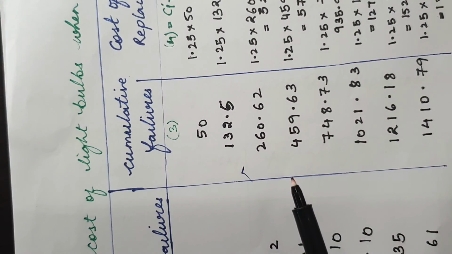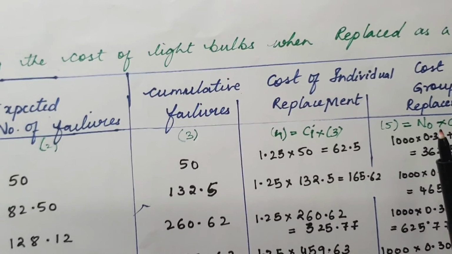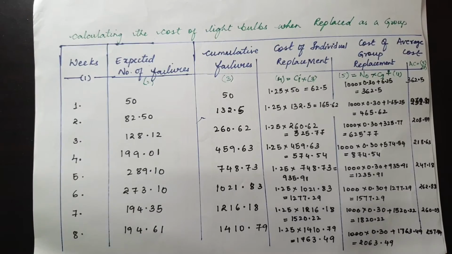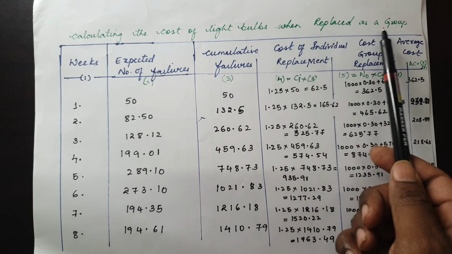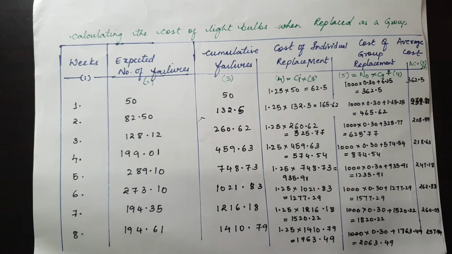After that what you have to do, like this you have to create the table. What is this table for? Calculating the cost of the light bulb when replaced as a group. When replaced as a group.